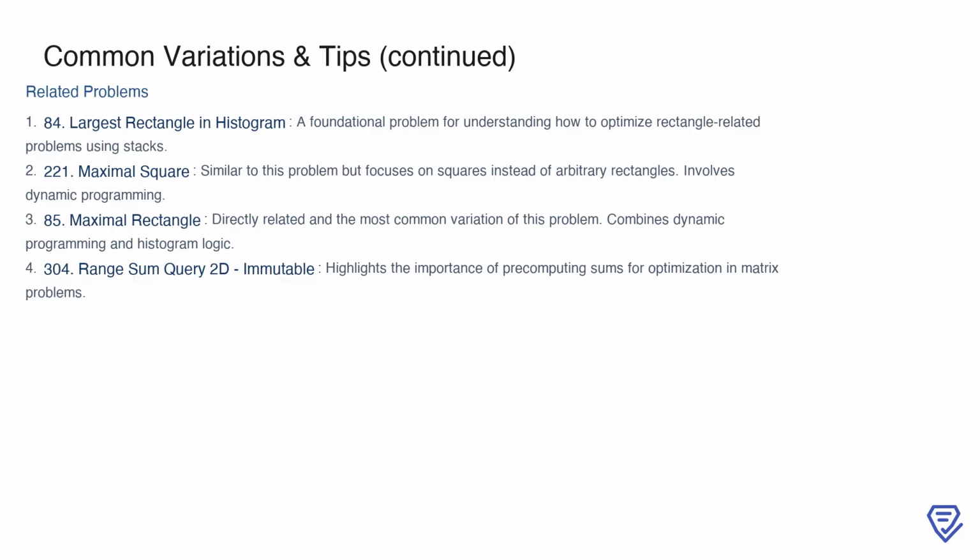Of course, Problem 85, Maximal Rectangle, is the direct problem we're discussing and combines techniques from both dynamic programming and histogram logic. Lastly, Problem 304, Range Sum Query 2D, Immutable, emphasizes the importance of pre-computing sums for optimization. While it addresses a slightly different problem space, the techniques involved can significantly improve your ability to handle matrix-based optimizations in general.